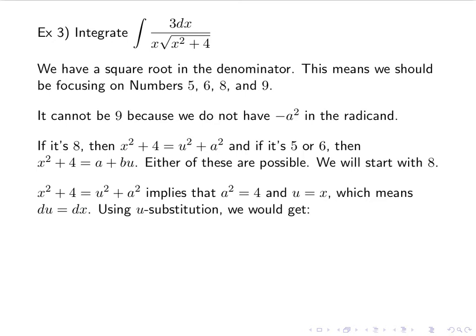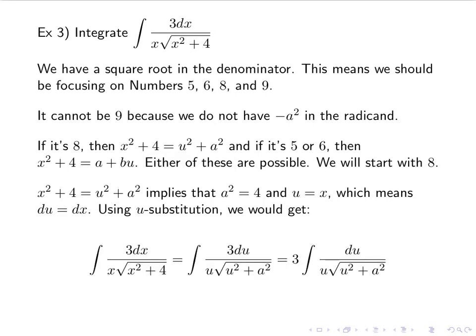So if x squared plus 4 is u squared plus a squared, then a squared is 4, u is x, which means du is dx, and we can substitute it in using our u substitution. So 3 dx becomes 3 du, x is u, and then our radicand is u squared plus a squared. Again, we're going to pull out the 3, and this is what we're left with. However, that is not number 8. Right, 8 does not have this u here, and that means it cannot be number 8.